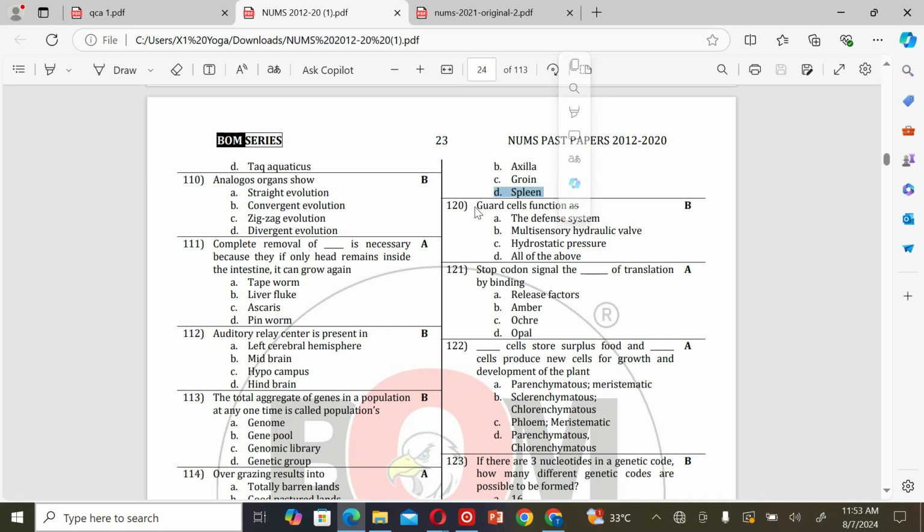The next MCQ is, guard cell function is A. The defense system, B. Multisensory hydraulic valve, C. Hydrostatic pressure, and D. All of the above. So the correct option is B.